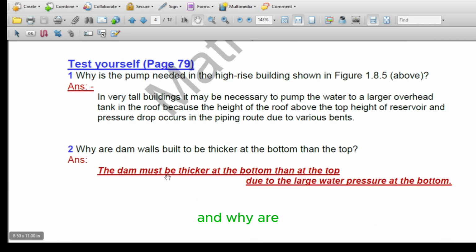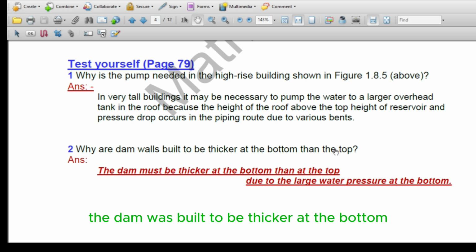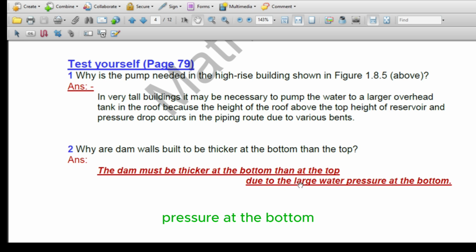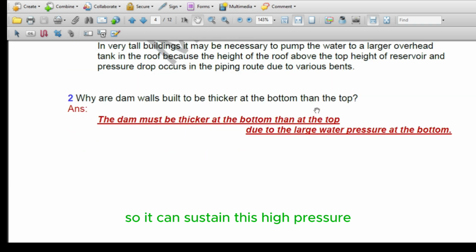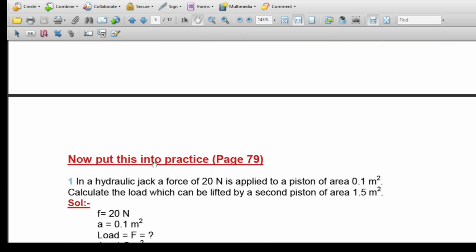And why are the dam walls built to be thicker at the bottom? Because the dam must be thicker at the bottom than at the top due to the larger water pressure at the bottom. The high pressure is exerted at the bottom, so the bottom should be thicker so it can sustain this high pressure. Now put this into practice.